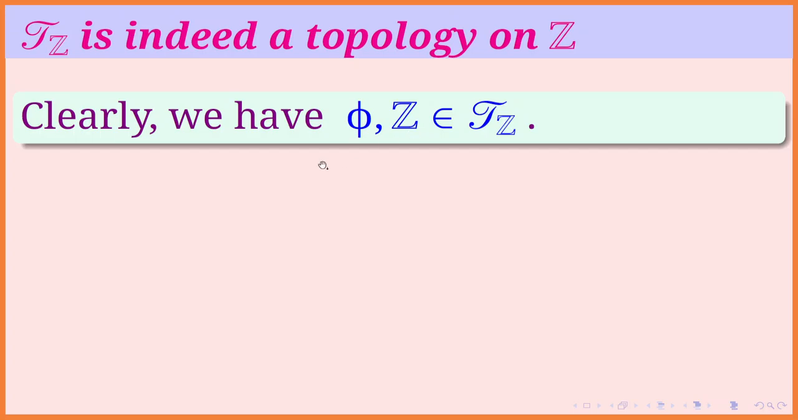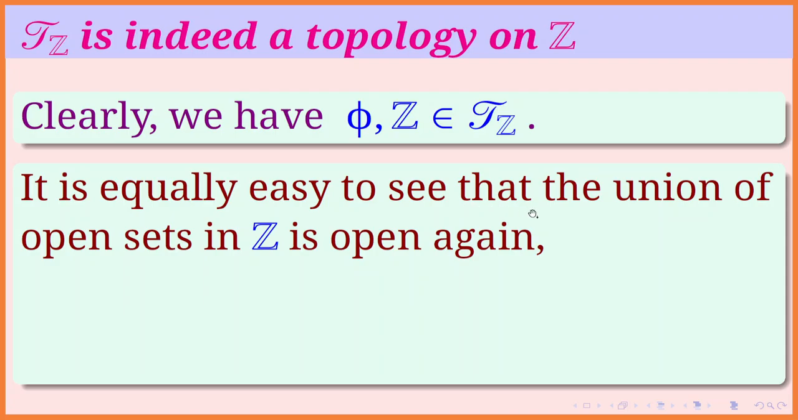Clearly, we have the empty set and the whole of Z as members of Tz. The empty set is there obviously by definition, and Z, after all, the neighborhoods are inside Z only. So that is why entire Z is in Tz. It is equally easy to see that the union of open sets in Z is open in Z.